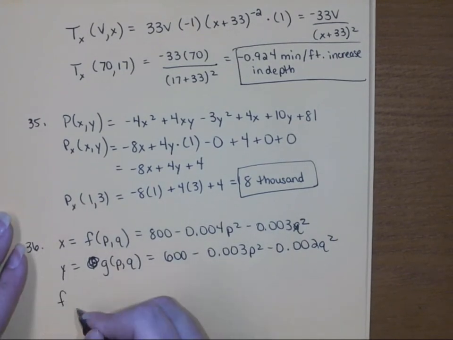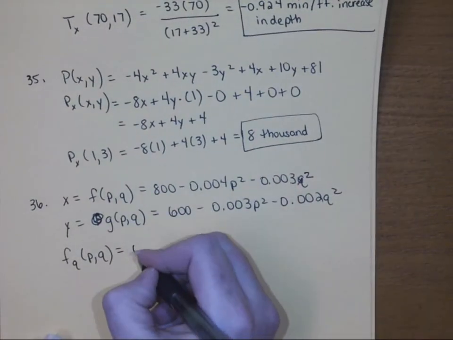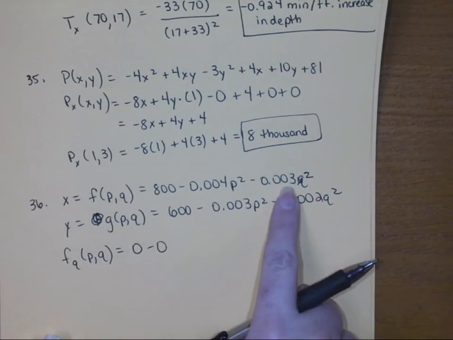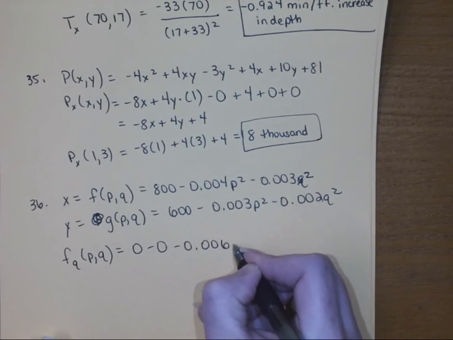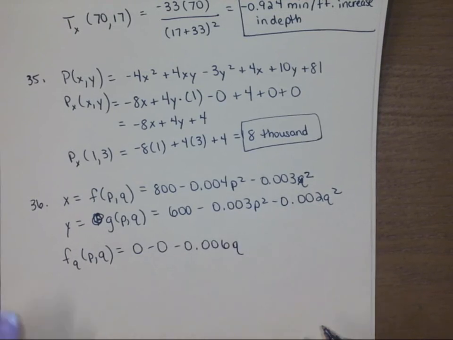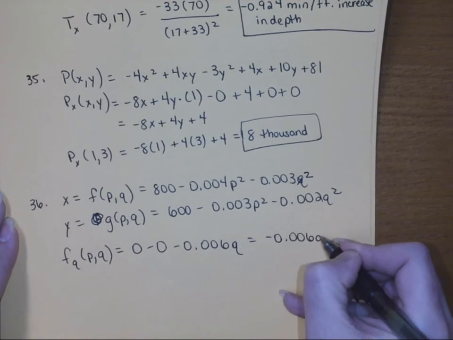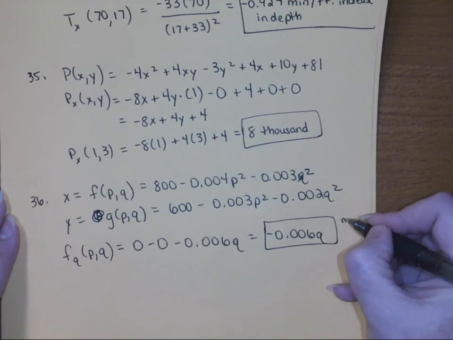All right, so the first one is you need to find the derivative with respect to the second item of the first equation. So derivative with respect to Q, treat P as a constant. So constant, derivative is 0. That's a full constant, its derivative is 0. That is what I need to treat normally, so I just get negative 0.006 Q. Okay, notice this is negative.